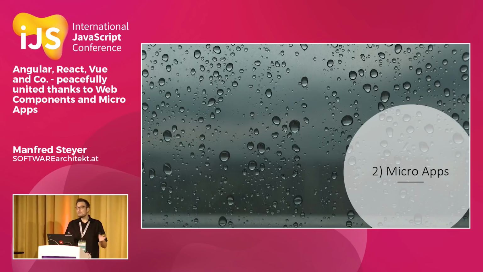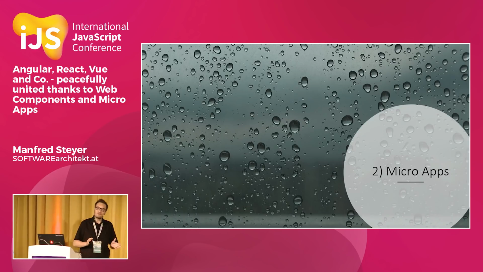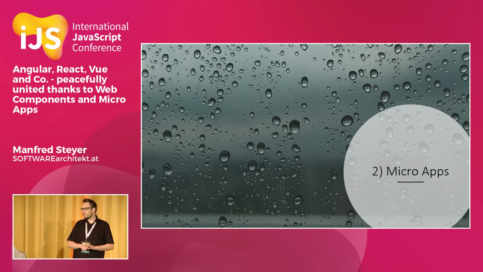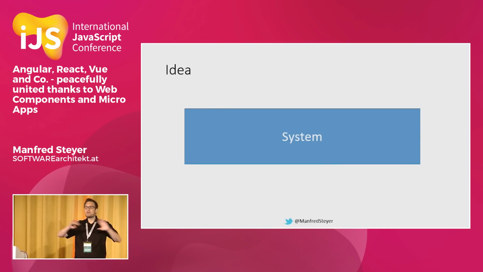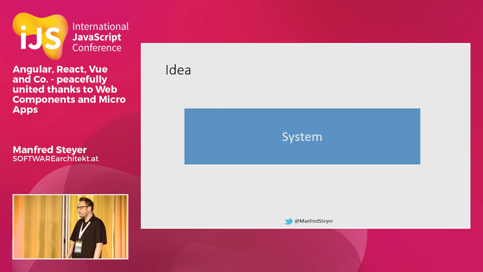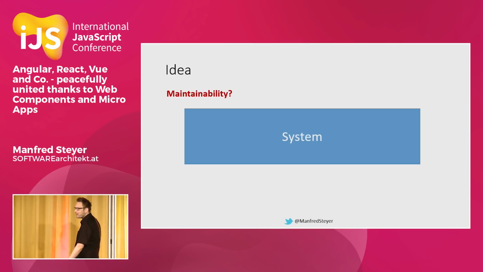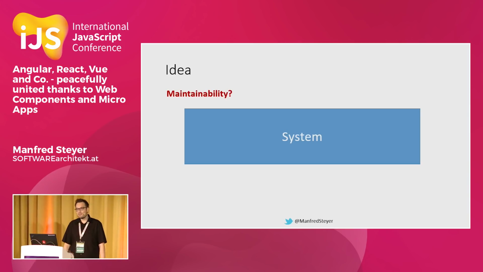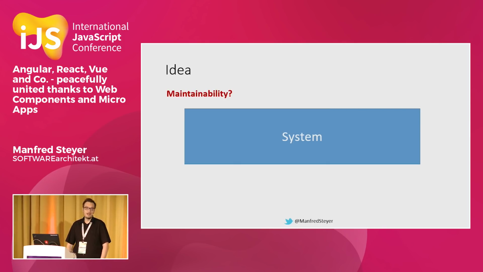Another solution I want to talk about here is micro apps. The idea of micro apps is really simple. The idea is that we should not create a big system that can do everything. Because when we are writing those big systems that can do everything, then we have a really hard time when it comes to maintainability. Maintaining such a big system for 10 or 20 years is really difficult.